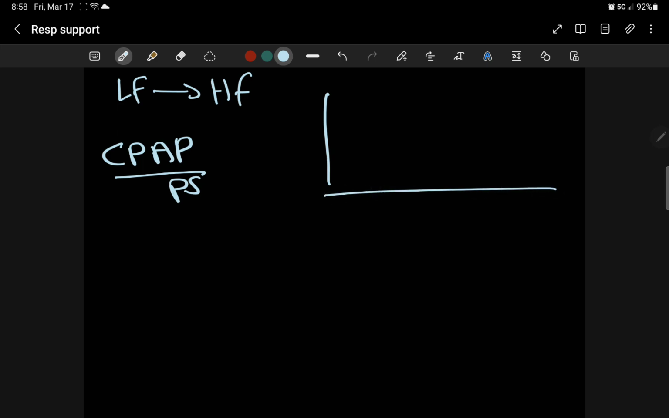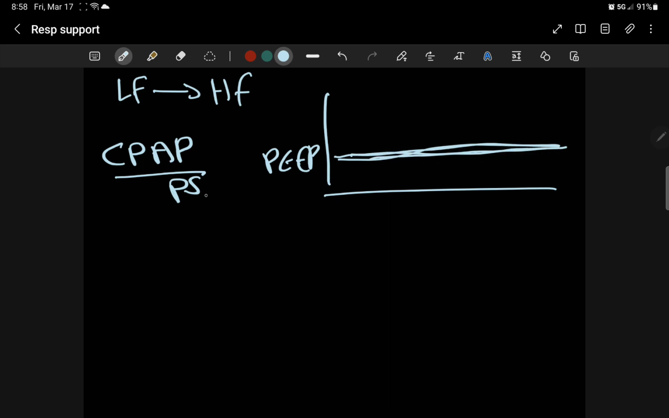CPAP is basically giving you PEEP pressures. So it gives you positive end expiratory pressures, which will look like this on a curve. You're giving the patient, let's say 5, 8, 10 pressures, and what you're doing is you're helping the lung to stay open.